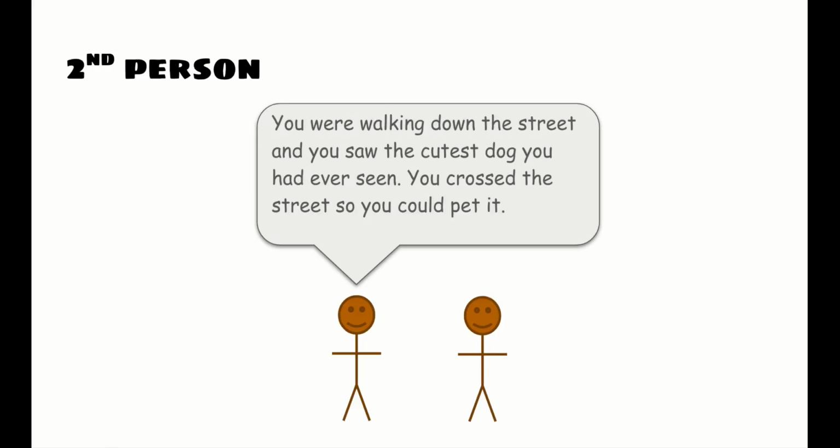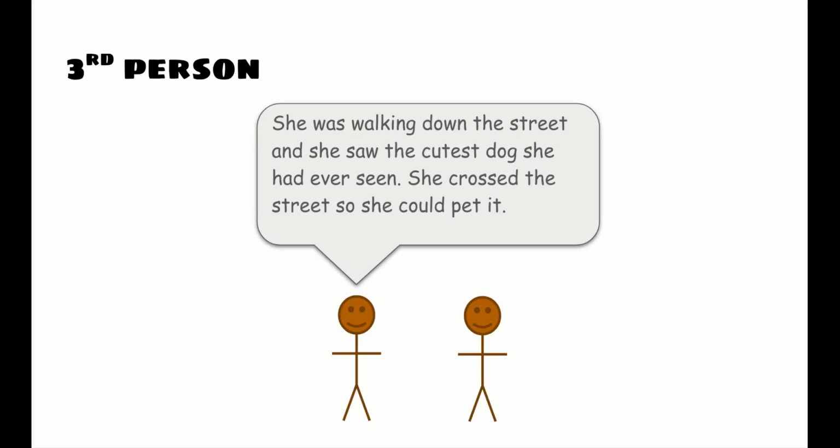Second person, you were walking down the street and you saw the cutest dog. The person on the left is talking to the person on the right. Who is the person who did all the things in the story? It's the person on the right. The person that the person on the left is talking to.